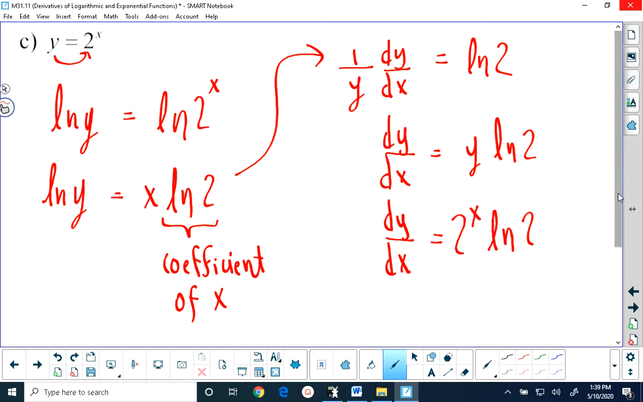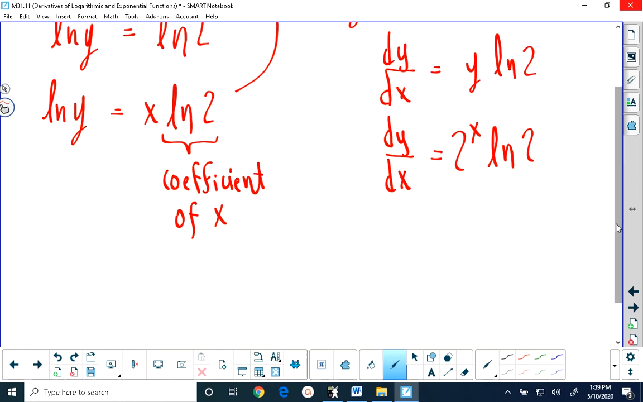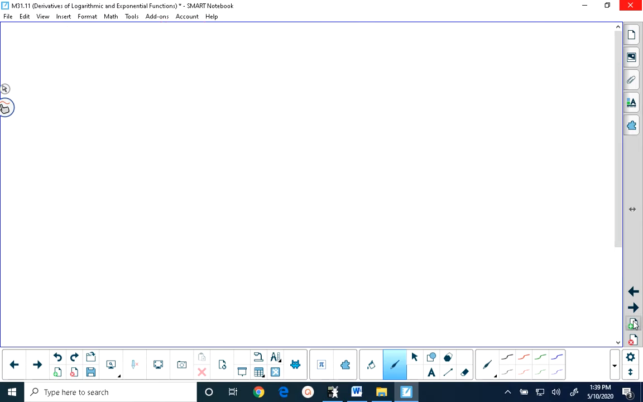What have we learned specifically in part C of the warm-up? We've learned that the derivative with respect to x of 2 to the x is 2 to the x ln 2. I don't know if you remember, but in the previous lesson, we found the derivative of 2 to the x using the definition of a limit, and we had the derivative with respect to x of 2 to the x was approximately equal to 0.69 multiplied by 2 to the x.